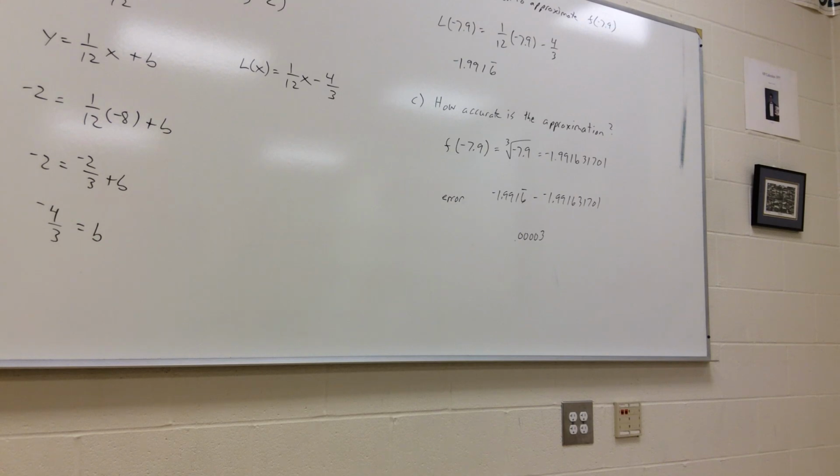Okay, so the idea is that the cube root curve looks like this, and it goes through the point -8, -2. And we decided to find the equation of the tangent line at that point. So that was this, right? And since we were using the tangent line to approximate the curve, we called it the linearization.